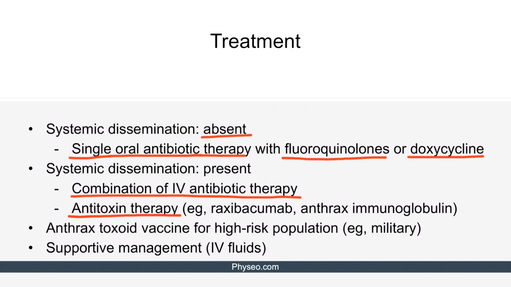Therefore, this should be given early in the disease course. Anthrax toxoid vaccine can also be administered in high-risk populations, such as military personnel. Finally, people with signs of shock also require supportive management with IV fluids.